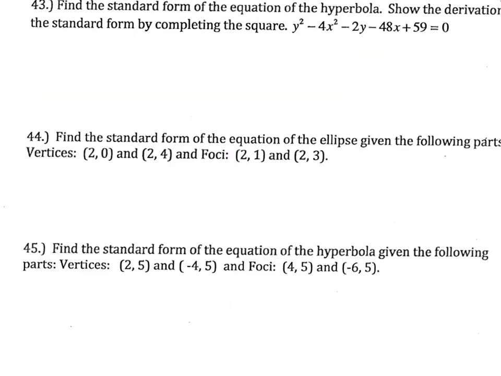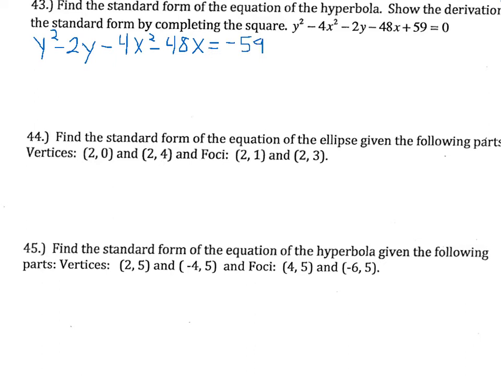For 43, we're going to do the same thing except we have a hyperbola, so we need to be conscious about the minus sign. And since y squared is written first, we're going to write all the y's together first and then the x's. So we have y squared minus 2y minus 4x squared minus 48x, and we will subtract the 59 to the other side.